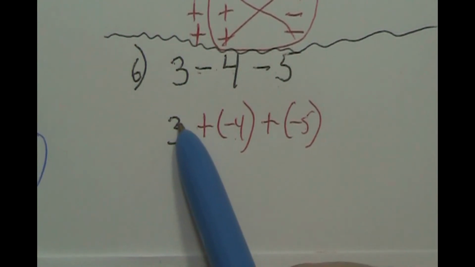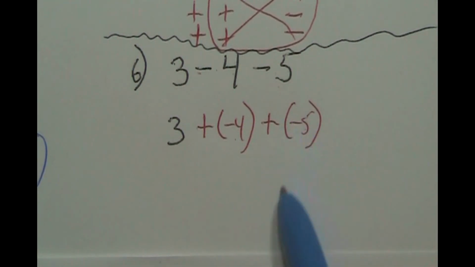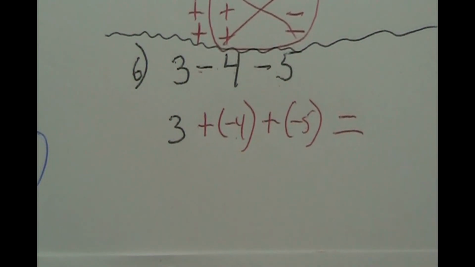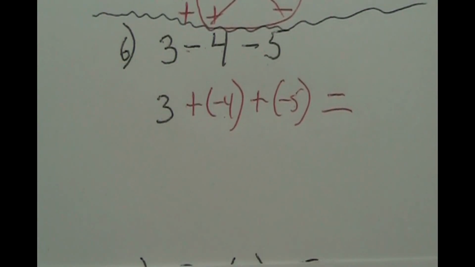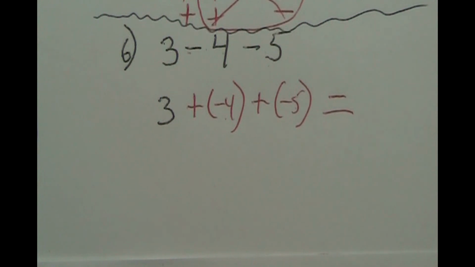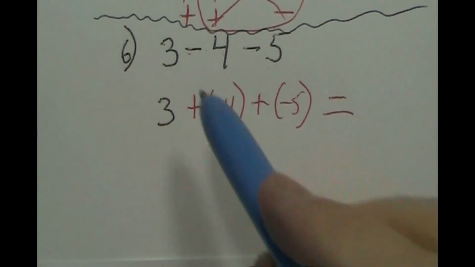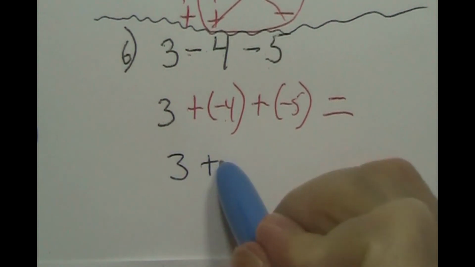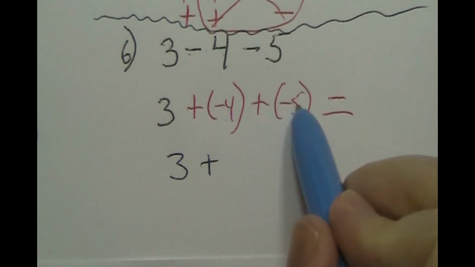Now if you want to, you could put 3 positive, 4 negatives, 5 negatives, cross everything off, and get an answer. You could put all the models on there. Or if you want to, you might be able to do this mentally. You have 3 positive, and you have 4 and 5, you have 9 negatives.